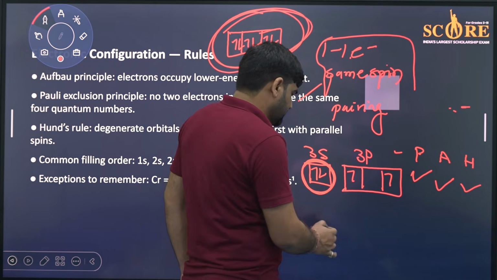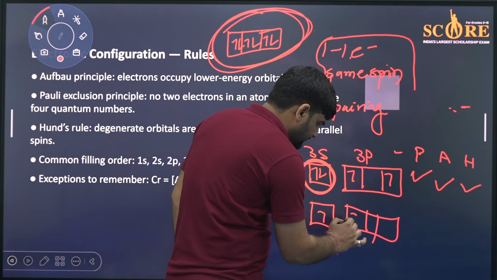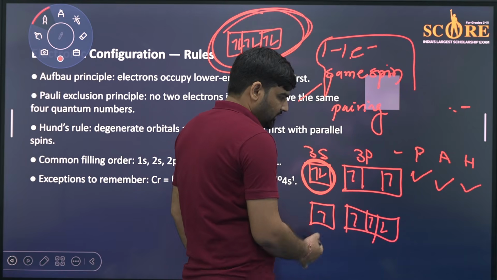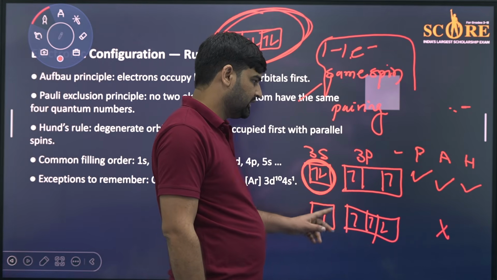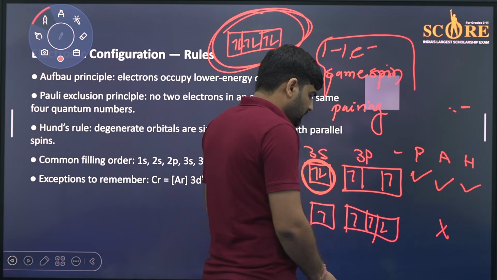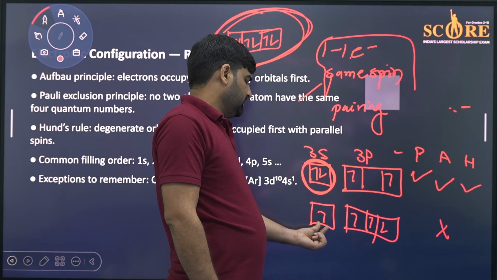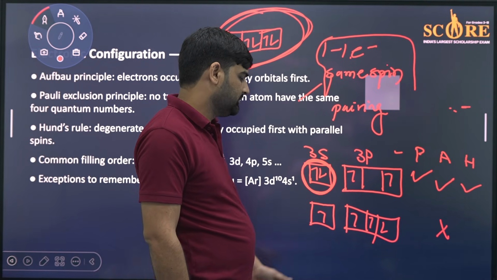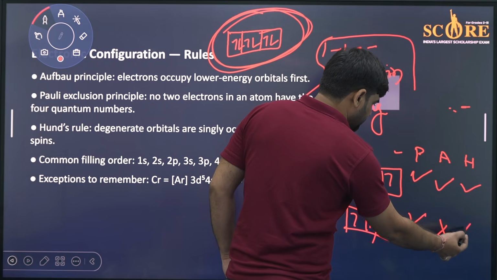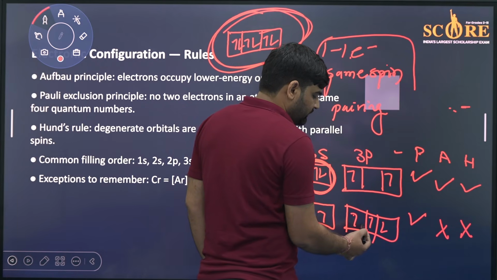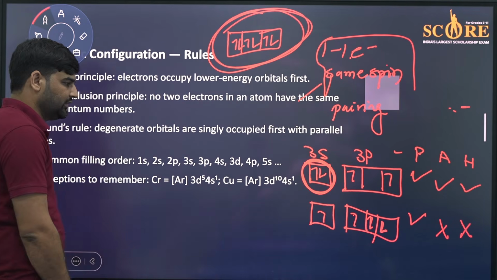Now I made a correction to this, then this principle is not followed, because first of all we have to fill up this. After that, what about Pauli? Pauli is correct. According to Pauli, an orbital can have maximum 2 electrons with opposite spin, and Hund is not followed because you have to fill up with the same spin. So you can say likewise.